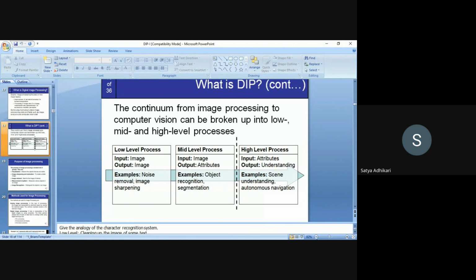Similarly, in high level processing the input is attributes, which are the output of the middle level process. What do you get in the middle level process? You get attributes. That attribute is the input in the high level process, whose output is understanding. That is, we will understand a picture. We will get information about the picture.